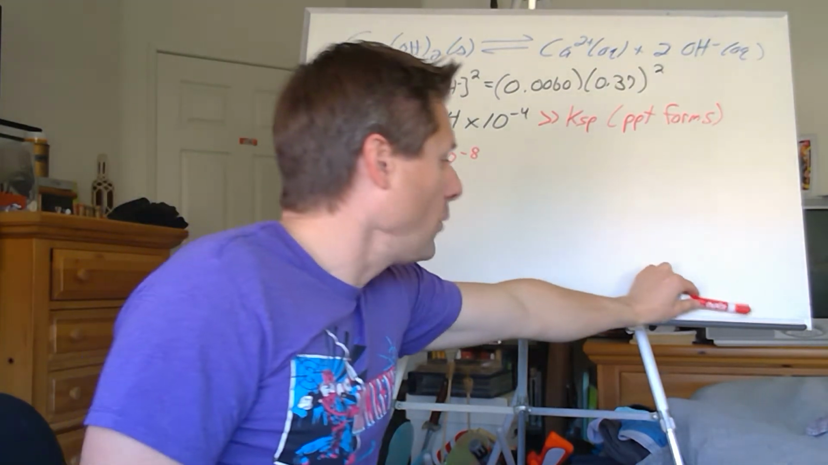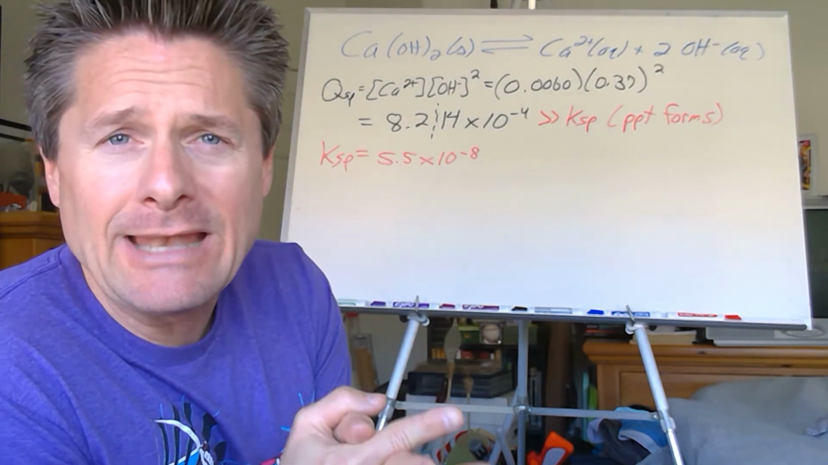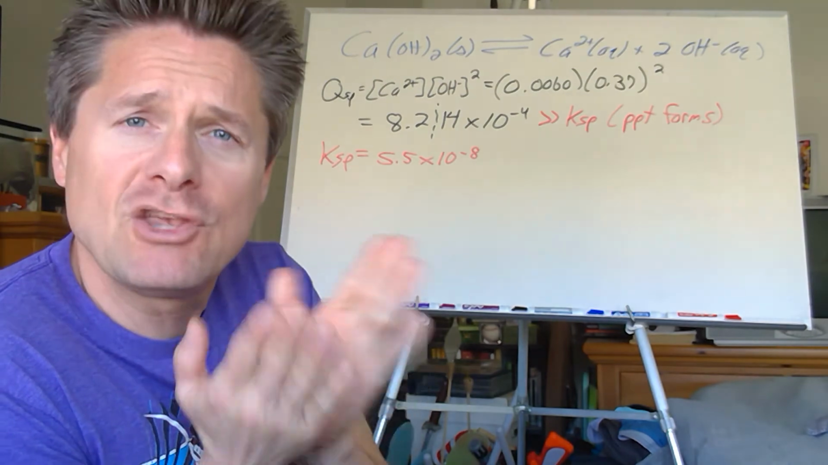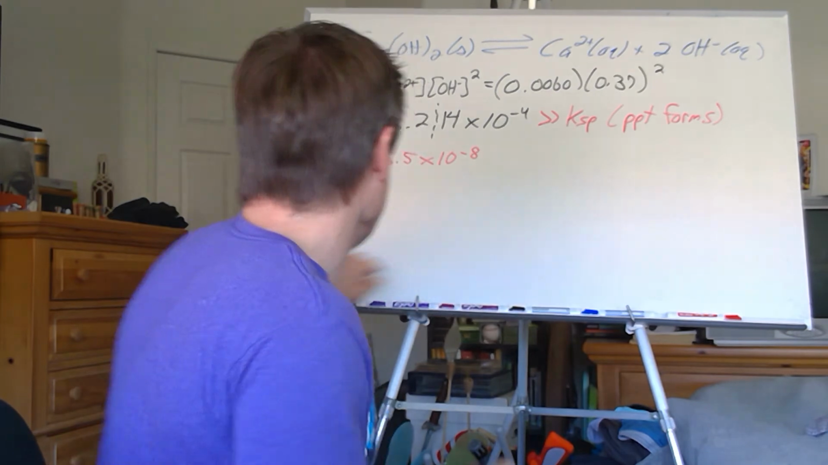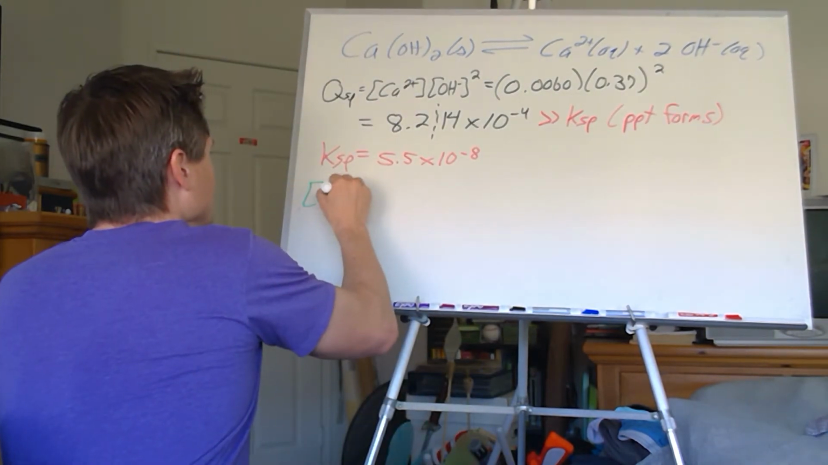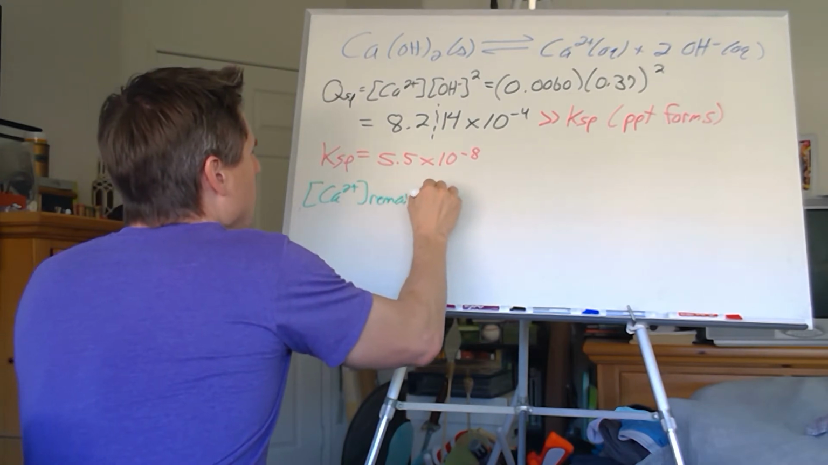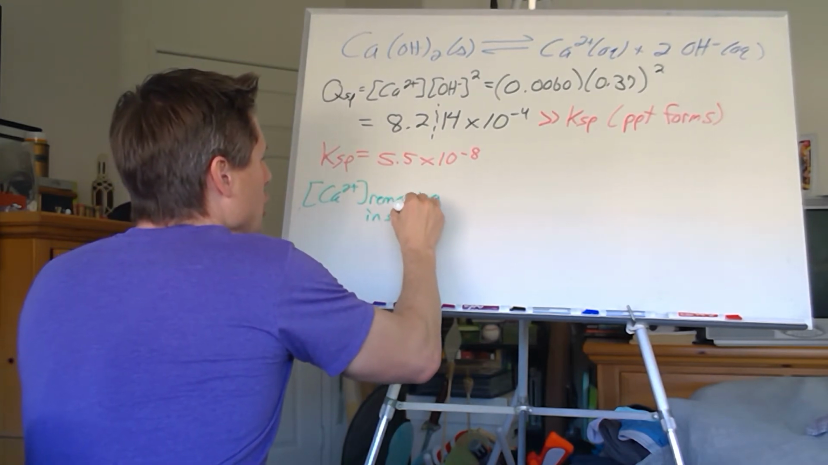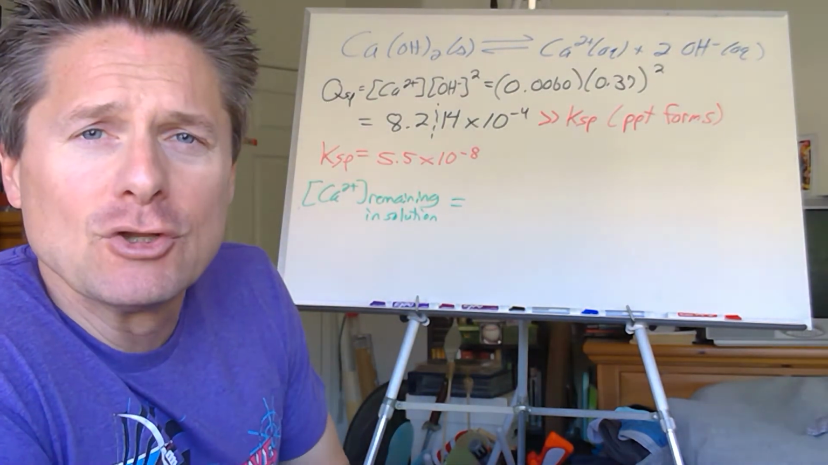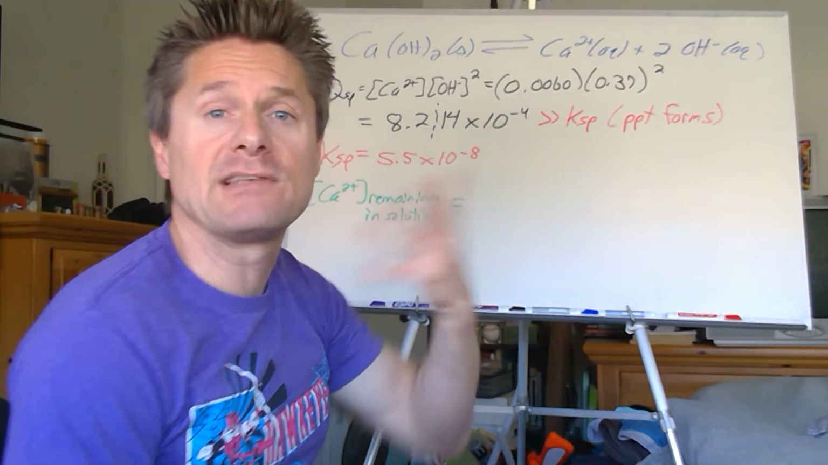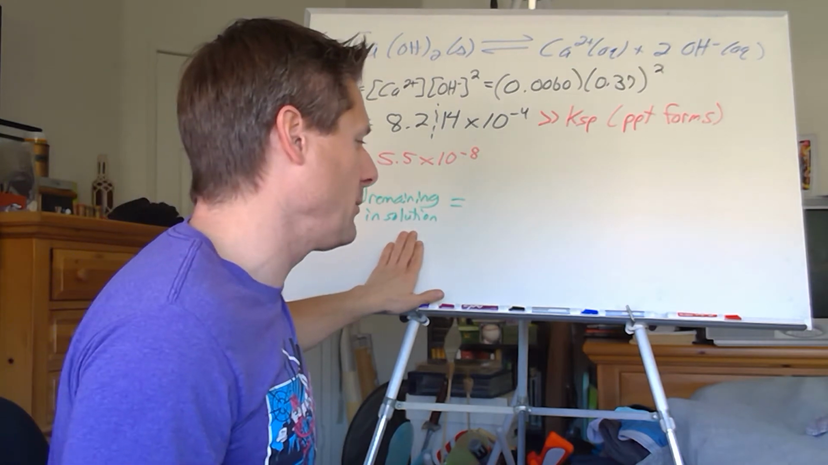All right. So we know a precipitate forms. Awesome. So let's calculate, once we achieve equilibrium, once Q equals K, how much calcium is left in solution. So let's calculate the concentration of the calcium remaining in solution. And once we have that, we can divide that by the initial amount after dilution, which was the 0.0060, and times that by 100. See if that's less than 0.1%. All right. So what is the calcium remaining in solution?